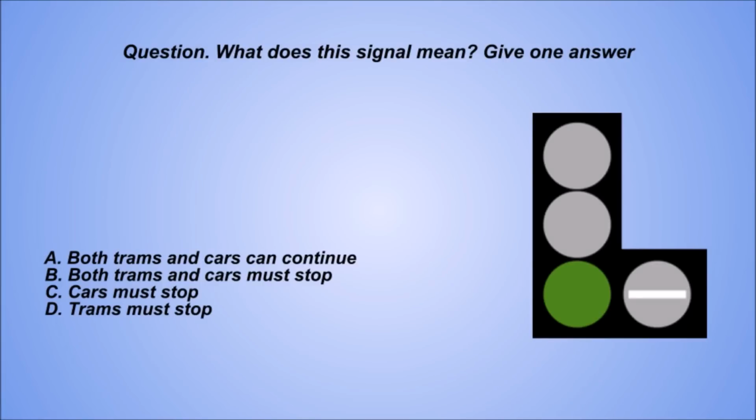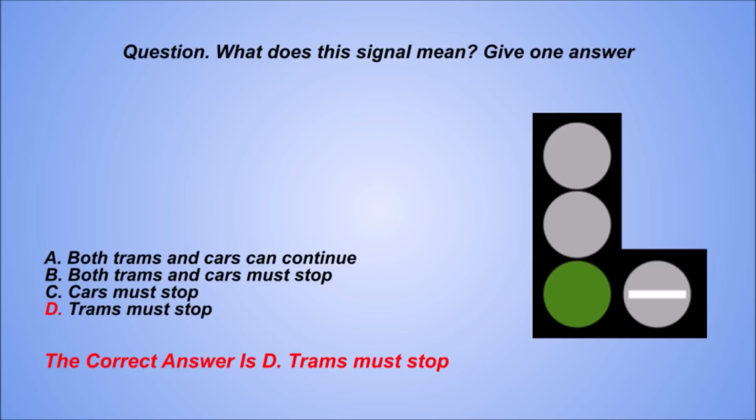Question: what does this signal mean? Give one answer. A. Both trams and cars can continue. B. Both trams and cars must stop. C. Cars must stop. D. Trams must stop. The correct answer is D.